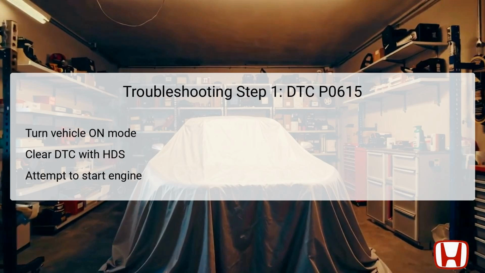The first step in troubleshooting the DTC P0615 is to turn the vehicle into the on mode, which activates the electrical systems without starting the engine. Afterward, use the Honda Diagnostic System, HDS, to clear the diagnostic trouble code. This step resets any previous error states stored in the PCM.